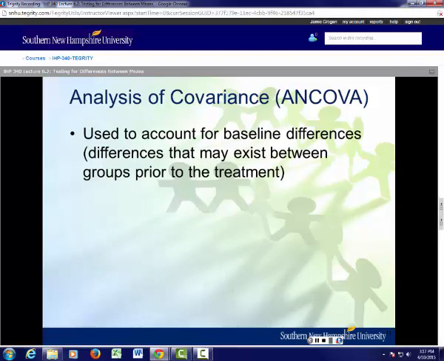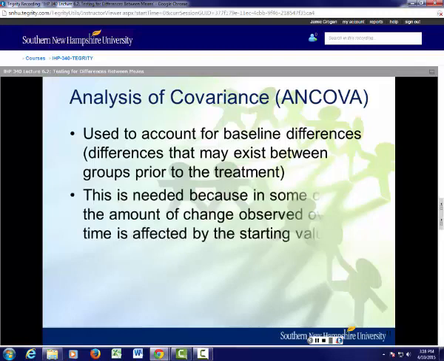So if you have a situation where you cannot randomly assign groups, or even after your random assignment some fluke happened where your baseline scores are different, so even before you apply the treatment your groups are already different, you can adjust for that statistically, and you use an analysis of covariance to do that.